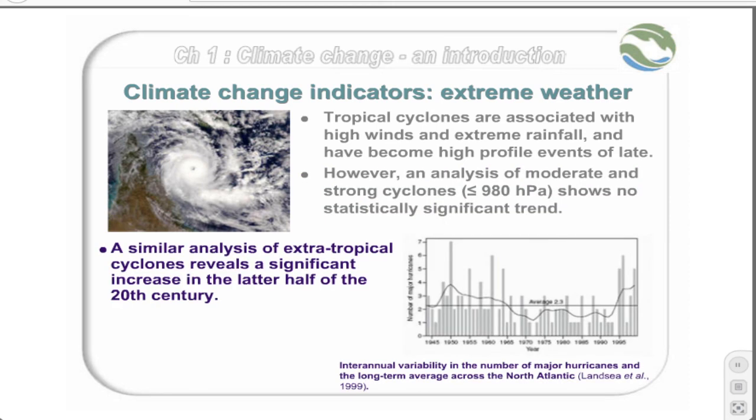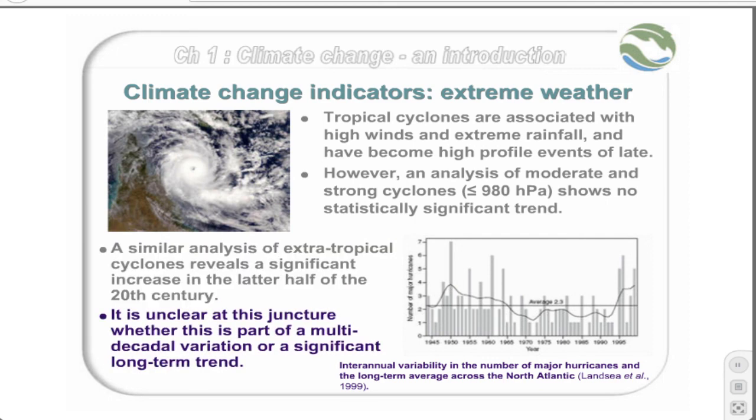A similar analysis of extratropical cyclones reveals a significant increase in the latter half of the 20th century. It is unclear at this juncture whether this is part of a multi-decadal variation or of a significant long-term trend.